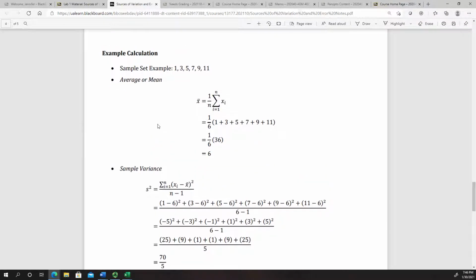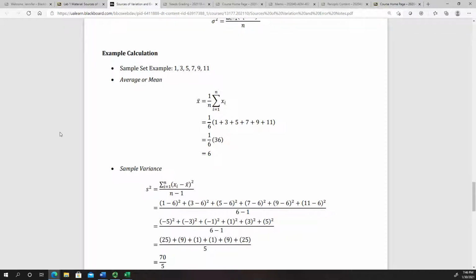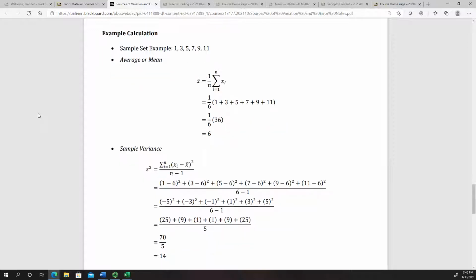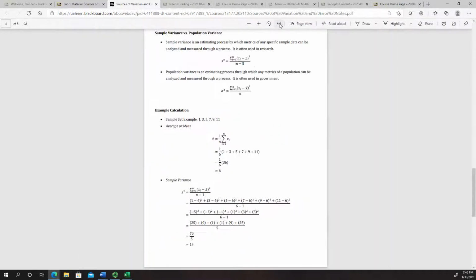So for our example calculations, we'll go through average or mean, sample variance, and sample standard deviation. And then we'll also look at this in terms of Excel so you can see it with a set of data if you want to manipulate or work with your data using Excel. So for our example calculations, it's a little closer.